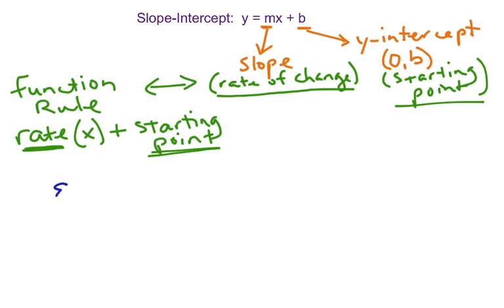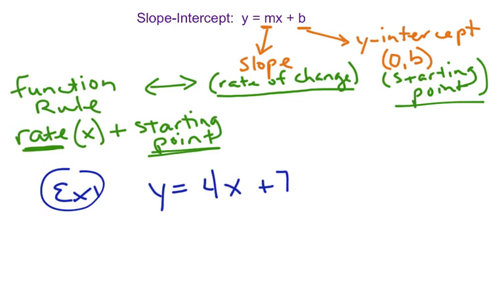Example number 1, if I give you the equation y equals 4x plus 7, the slope in this equation is 4 because my slope up here in my form is always right in front of the x, and the 4 is right in front of the x in this equation. Does that make sense?